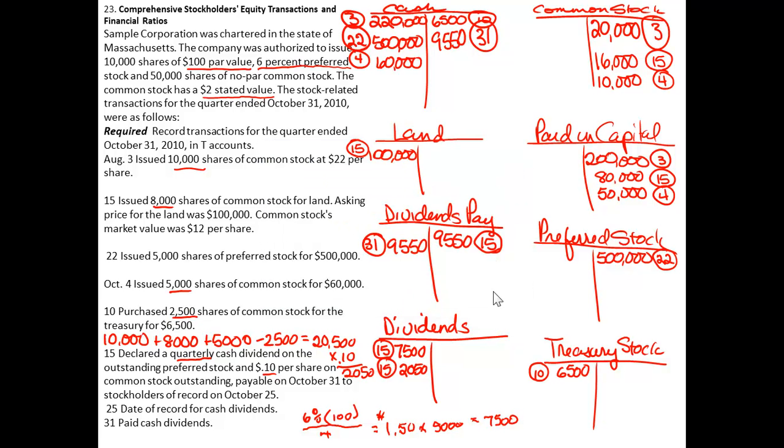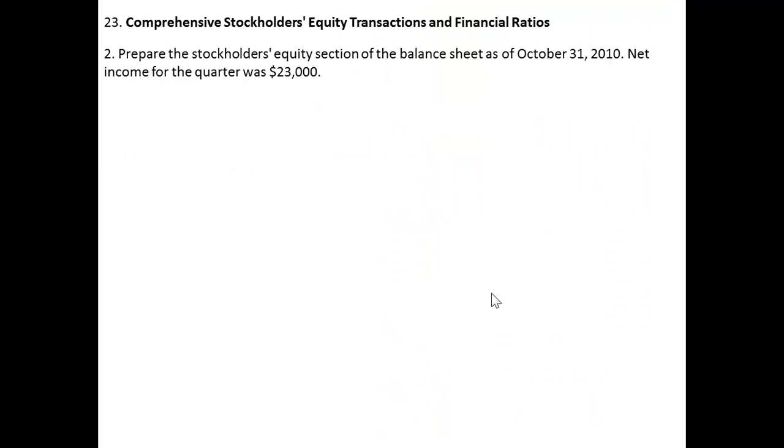We're continuing to do question 23, which is about the comprehensive shareholders' equity transactions. And what we're going to do now is prepare the shareholders' equity section of the balance sheet as of October 31st, when the net income for the quarter was $23,000.